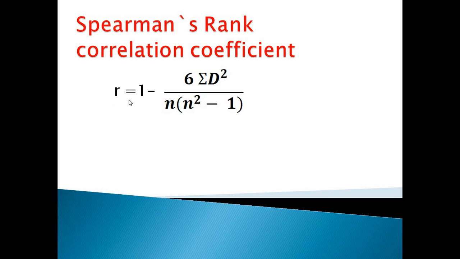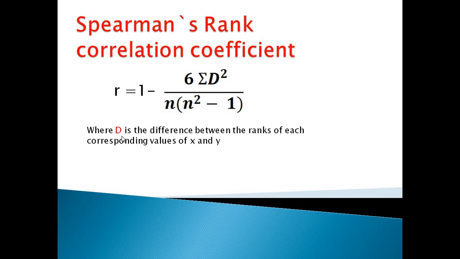Here it is. R equals 1 minus 6 times the sum of difference squared, d squared, over n, the number of values, multiplied by n squared minus 1. What is the d? The d represents the difference between the ranks of each corresponding value of x and y. It means we're going to find the rank of x and the rank of y. Let's see an example.